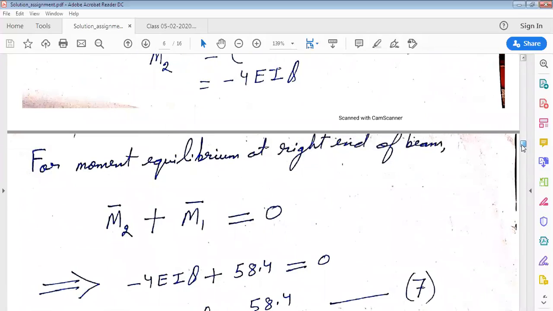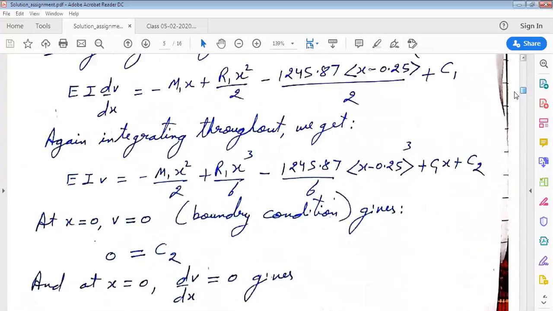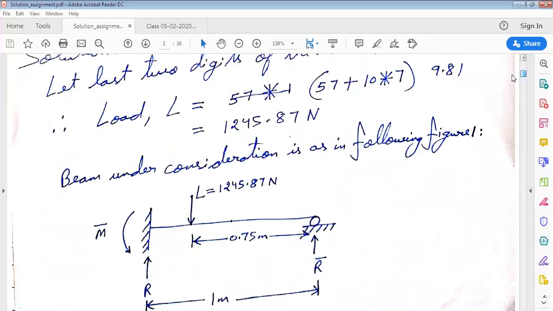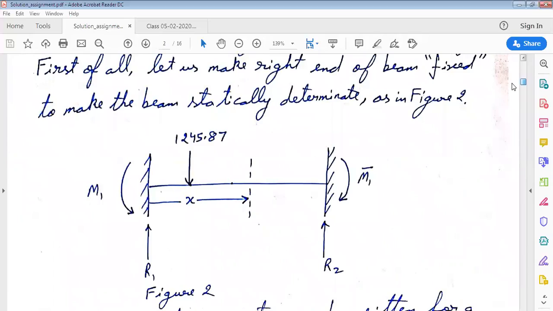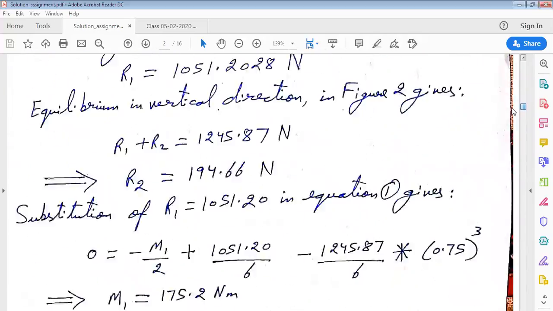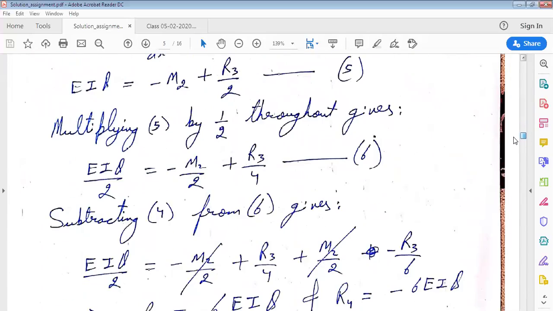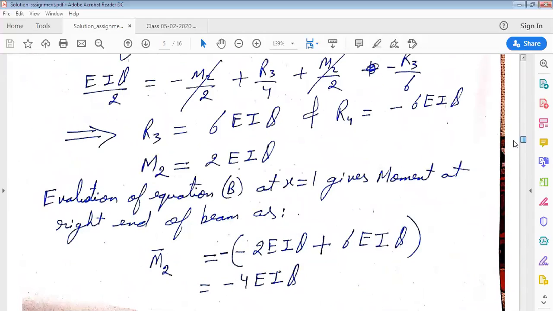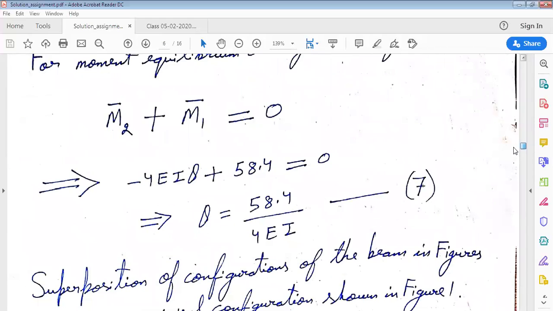Now, for moment equilibrium at the right end of the original beam. Now, here is the original beam. Now, see here, the bending moment at the right end is 0. So that means M1 bar plus M2 bar must be equal to 0. So here we have M2 bar plus M1 bar equal to 0. So this gives us the expression of theta as 58.4 divided by 4 EI.